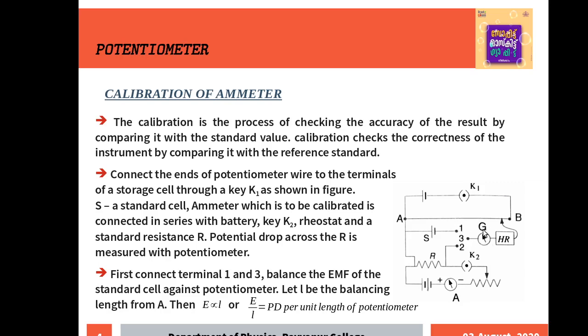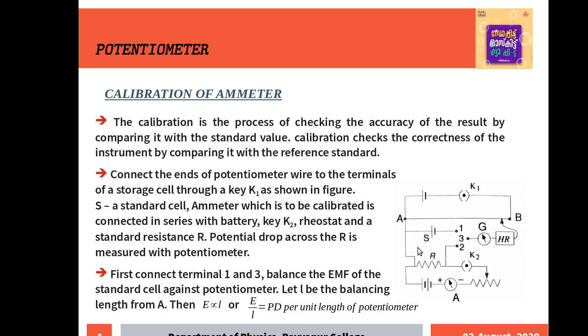There the galvanometer shows 0. So we stopped there and measured the length from A. That length I got as L. So we know that E, the EMF of this S, is proportional to L. That is the theory of the potentiometer. Or we know that E is equal to the potential difference per unit length of this wire into L, or I can write E by L is equal to the potential difference per unit length of the potentiometer.